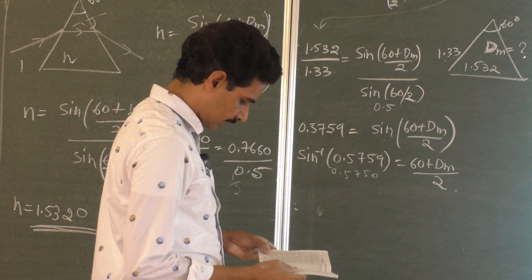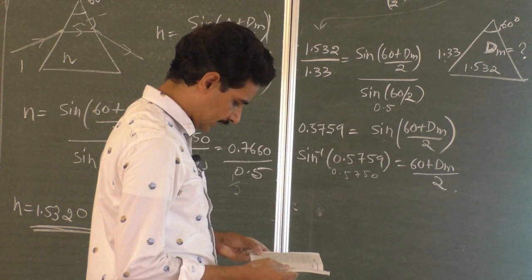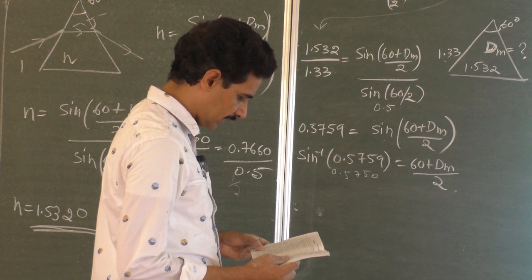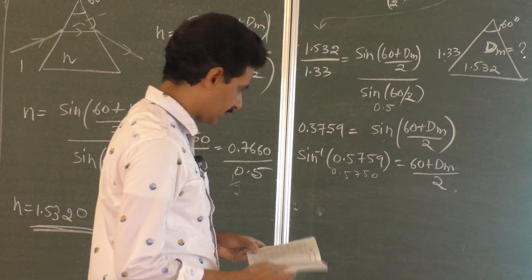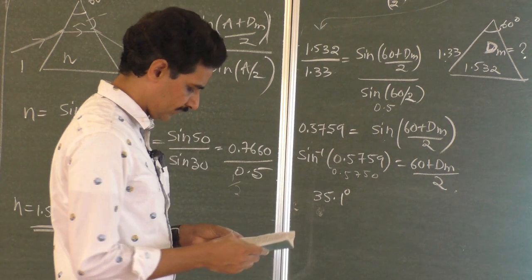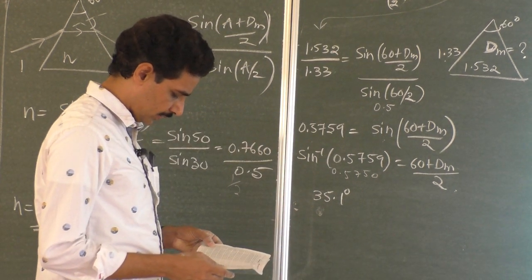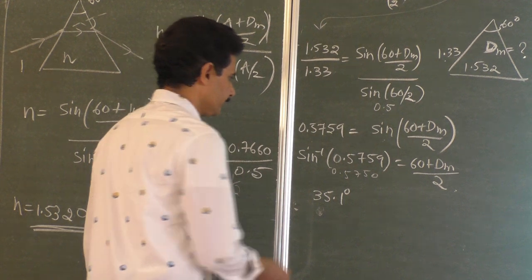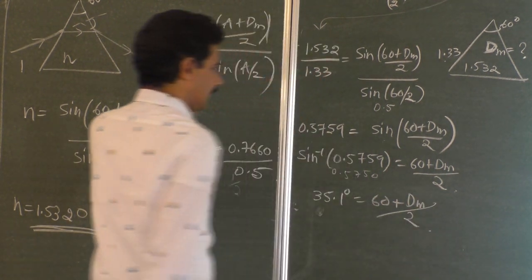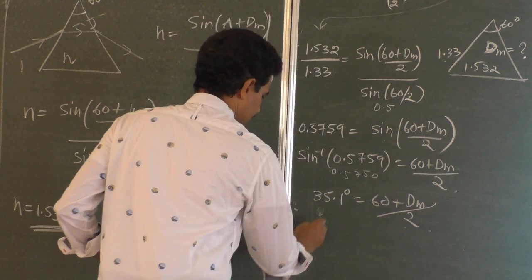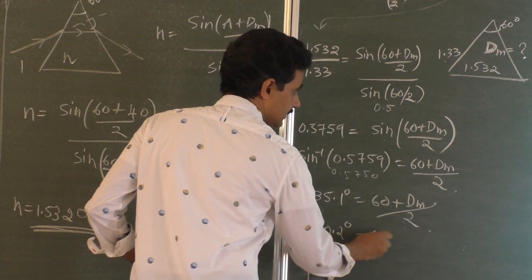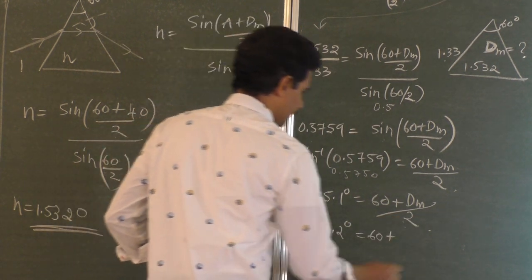It is 35 degrees, 0.1 degree, not 0.7. It is 0.1 degree. So 35.1 degree. I have this value, 0.5750. 35.1 degree is equal to (60 plus dm)/2. Okay? Then multiply this. 70.2 degree. Double this one.